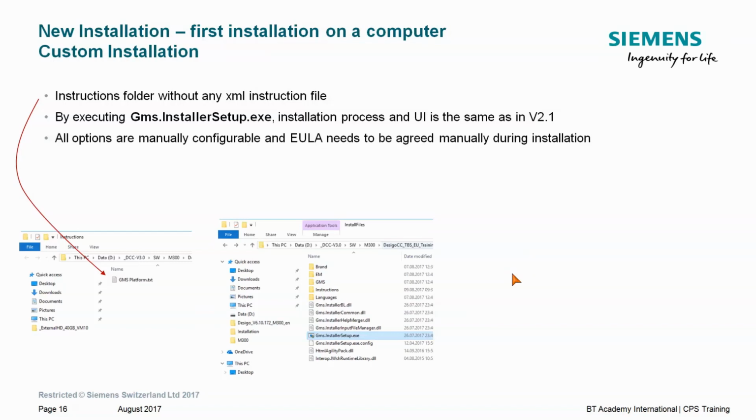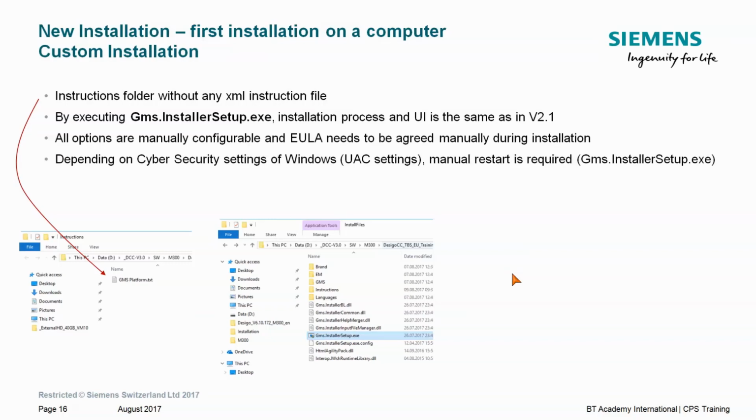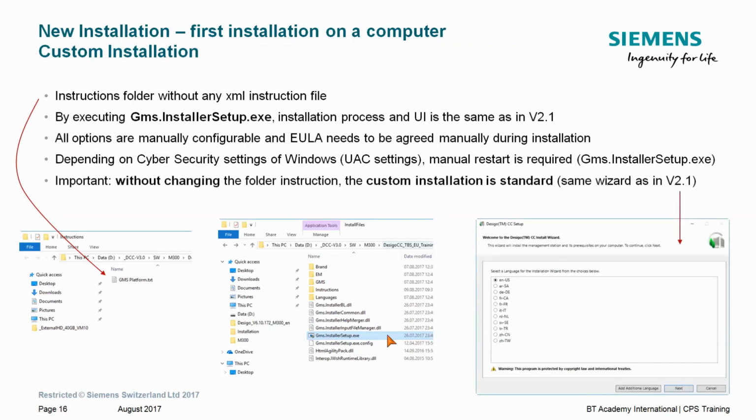Depending on the cyber security settings, so these are the user access control settings, a manual restart might be required. Manual restart means I need to rerun the GMS installer setup. So important here, the way the software is delivered by the headquarter, and by not making any changes to this instructions folder, I still have the same installer with the same process as we know it in version 2.1.